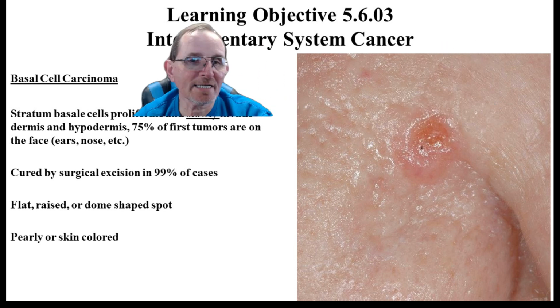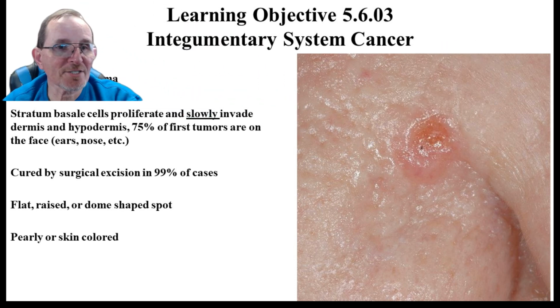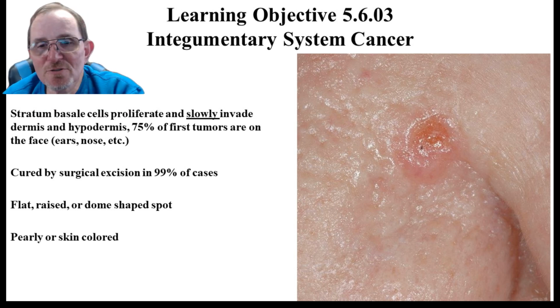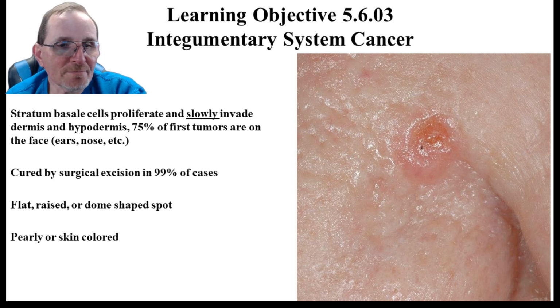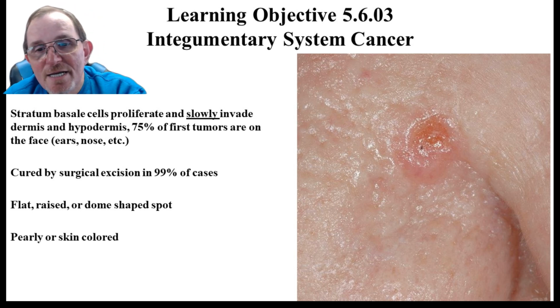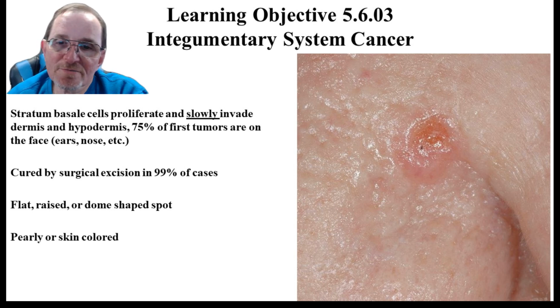Oh, I got to get out of the way again. Okay, basal cell carcinoma, stratum basale, slowly invade the dermis and the hypodermis. And this is usually going to be the first one you're going to see on the skin, and again, face, ears, nose, places that are exposed. A lot of these have a pearly sheen. I don't know if you can see there. You can see how it's kind of reflecting light. It almost looks kind of shiny. They call it pearly. Flat, raised, or dome shaped.